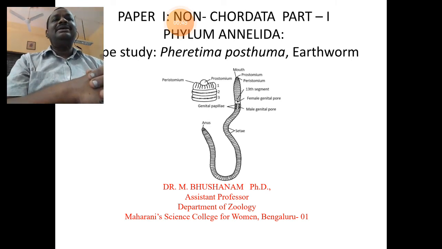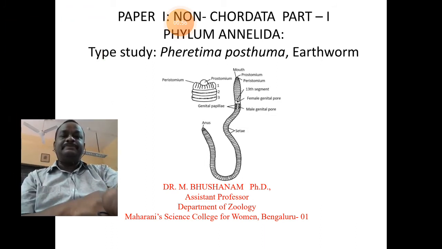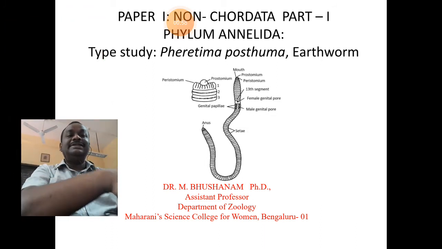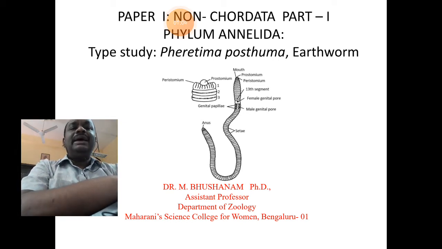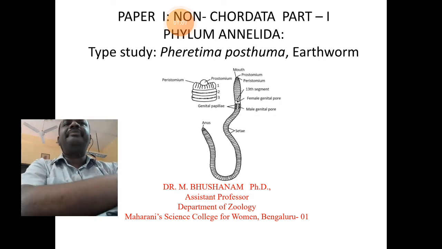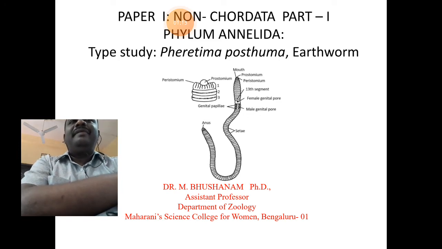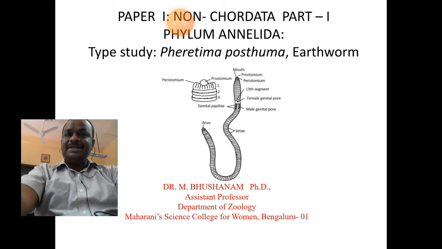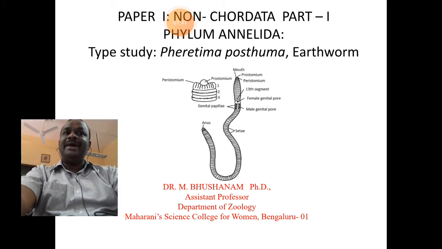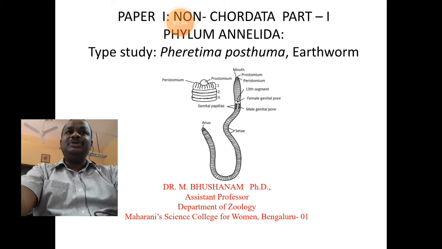Earthworm is technically or scientifically called by the name Pheretima posthuma. You can check out the spelling on the slide here. It belongs to the phylum Annelida and the class is Oligochaeta. And here in today's session, we shall understand the morphological or external features of the earthworm, that is Pheretima posthuma.